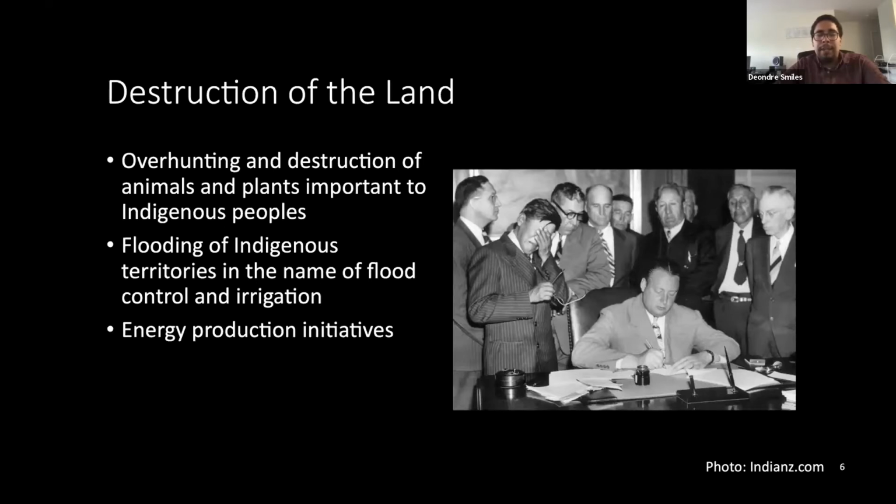He's signing that knowing that he really doesn't have a choice, and that his people will be monetarily compensated, but hundreds of thousands of acres of their land would subsequently be underwater. There are also other forms of destruction of the land. Energy production initiatives such as pipelines have been very prominent in news media and public consciousness today, such as the Dakota Access Pipeline, Keystone XL, and so on.